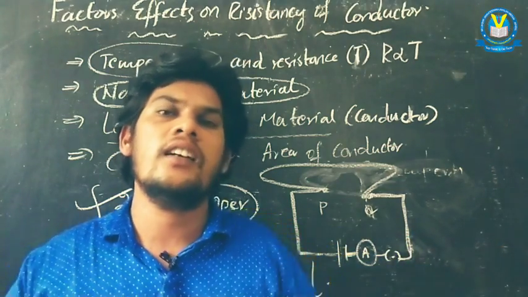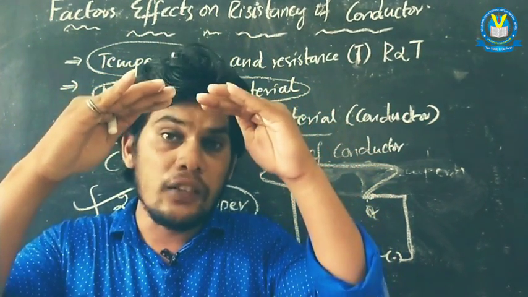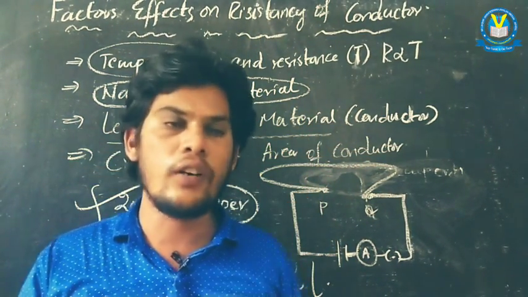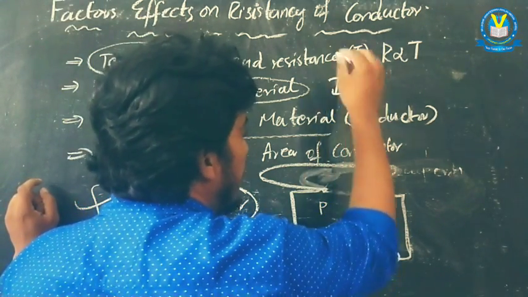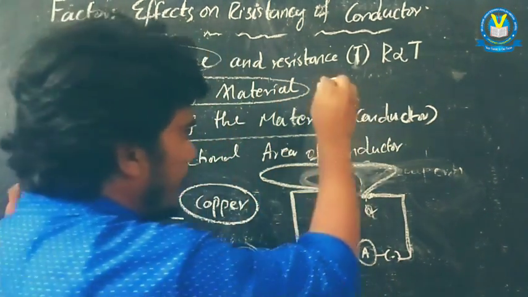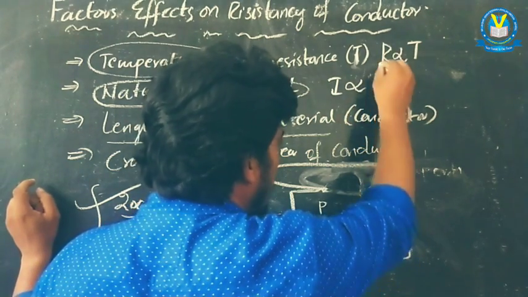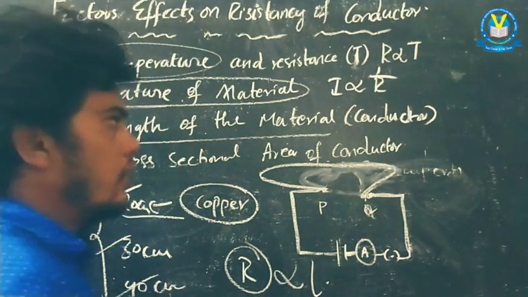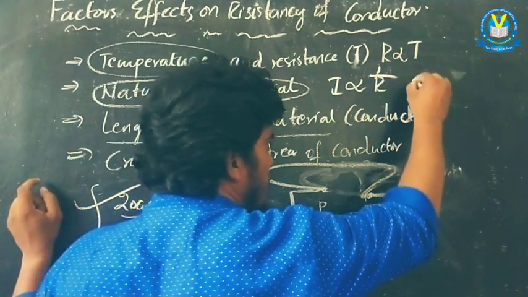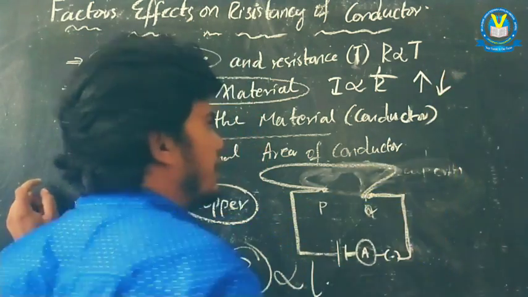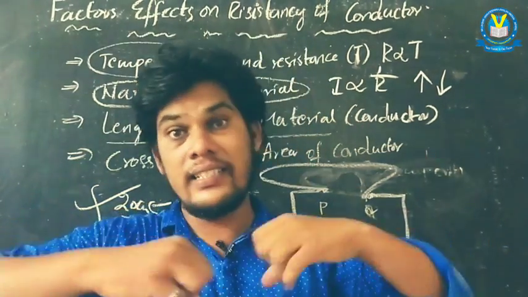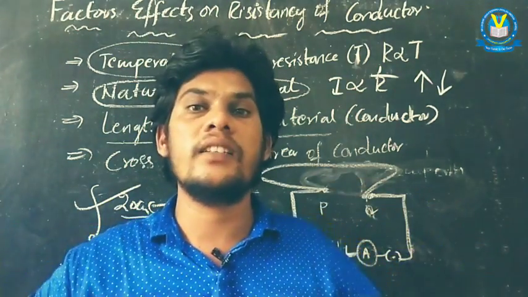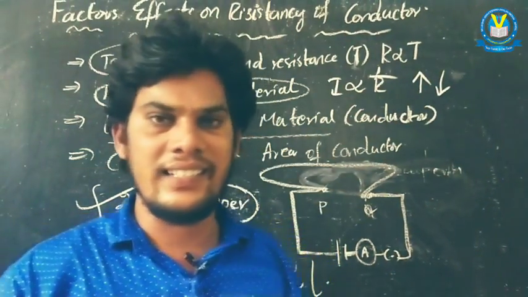Resistance increases means the flow of current through that conductor decreases, because we already know the current I is inversely proportional to the resistance R. Resistance increases means current decreases. That means length increases, resistance increases, and the flow of current decreases.